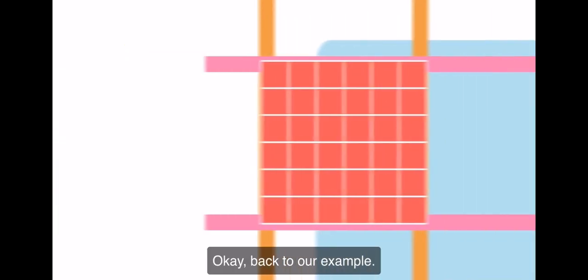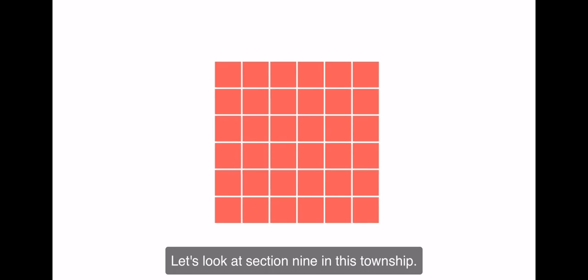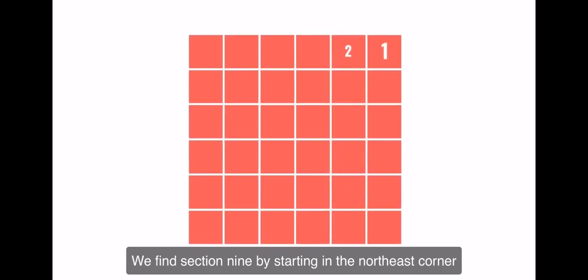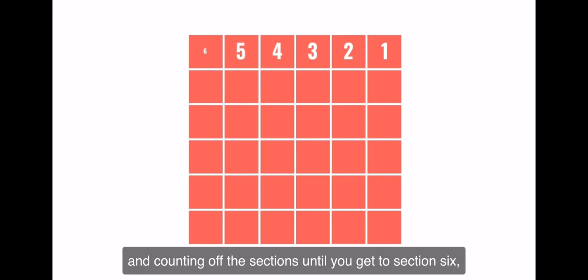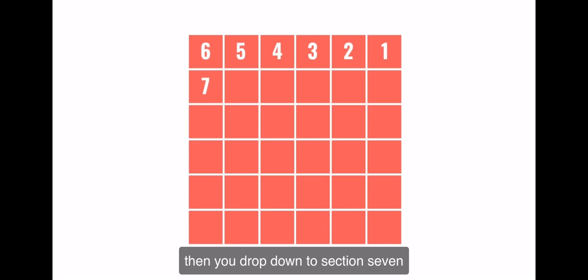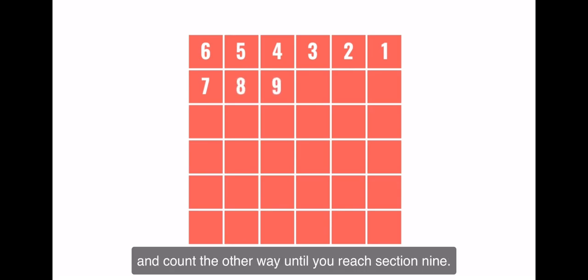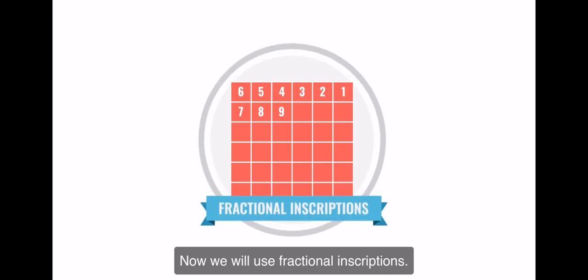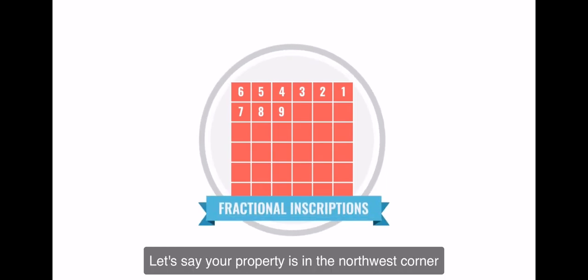Okay, back to our example. Let's look at section 9 in this township. We find section 9 by starting in the northeast corner and counting off the sections until you get to section 6. Then you drop down to section 7 and count the other way until you reach section 9. Now we will use fractional inscriptions. Let's say your property is in the northwest quarter of section 9. To be more precise, it is the southwest half of the northwest quarter of section 9. If your property is smaller than that, you'll keep on going until you identify your exact spot of land.